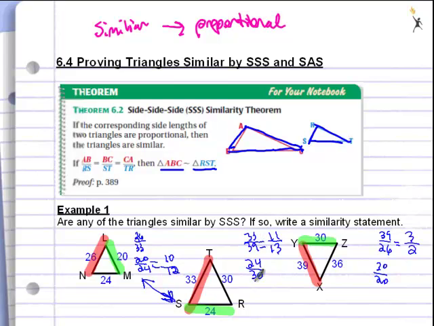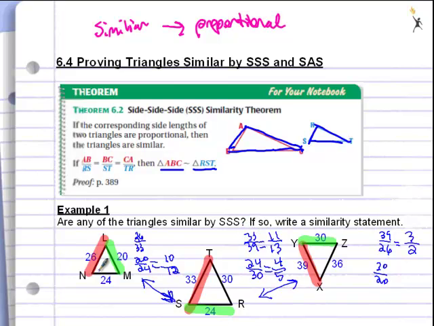Well, then we go to the next two. 24 over 30 should reduce to 11 over 13. The smallest sides should be the same ratio as the longest sides. 24 over 30, I know that 6 goes into both. 6 goes into 24 4 times. 6 goes into 30 5 times. You'll notice that I have two different ratios here. Okay? Which means that these two triangles cannot be similar by side, side, side.